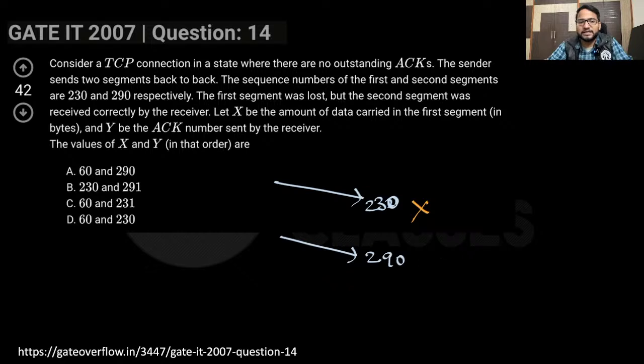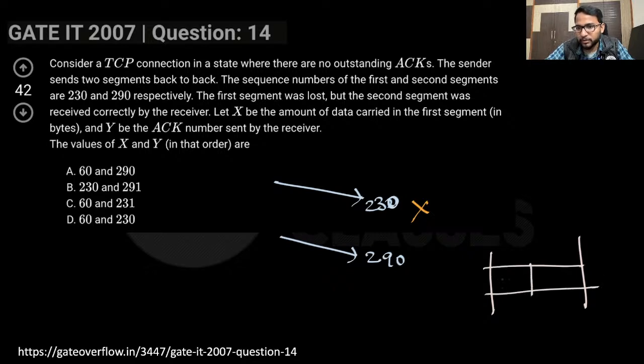Now tell me, at the receiver side, as I told you, it can accept out of order packets. That's not a problem. So let's suppose the first segment is lost, but the second segment has been received, which has the sequence number starting with 290. So from the byte 290, I am saying that this is what I have received, but this is what I have not received yet.